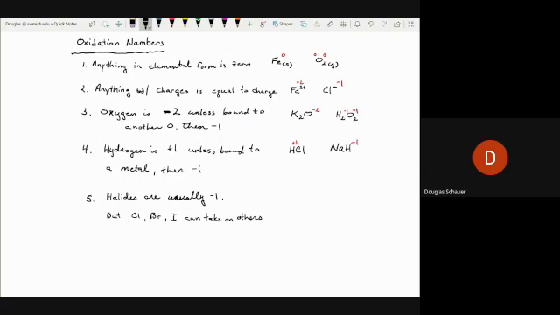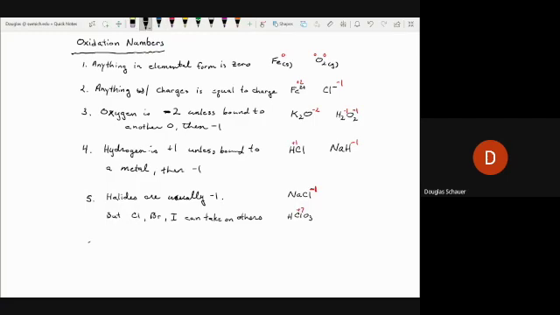Okay, so for example, in the case of sodium chloride, okay, chloride has that -1 oxidation number. But if we're talking about something like HClO3, in this particular case, it's going to be +7. Okay, and we'll get back into that later on.